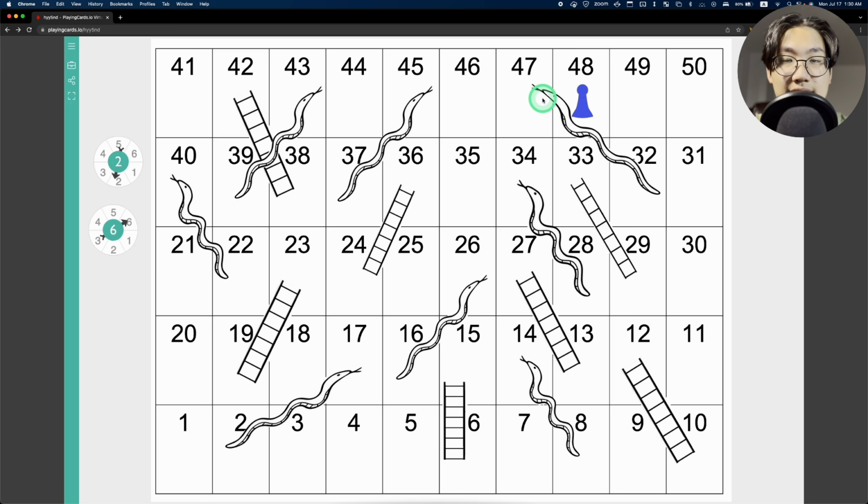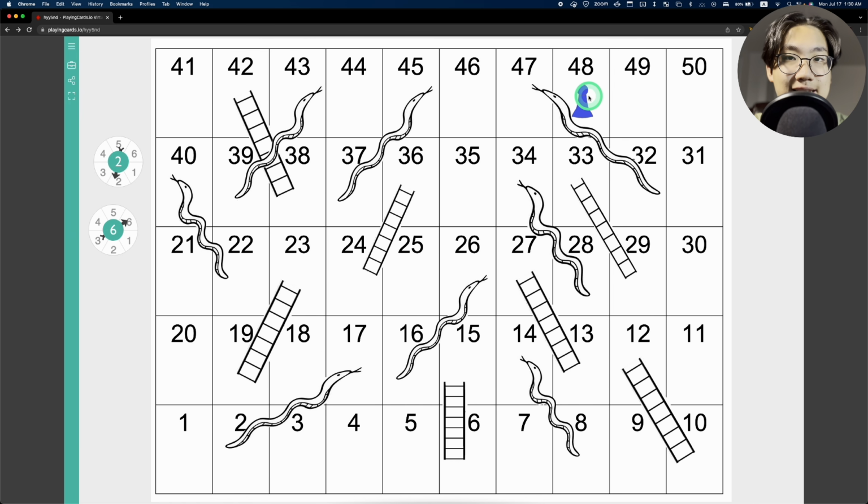If the player's value moves them past the final square, they will bounce off the final square and continue moving backwards instead to account for the remaining spaces. Let's go over an example of this. In this scenario here, our player is on square 48 and they spun a 2 and a 6.